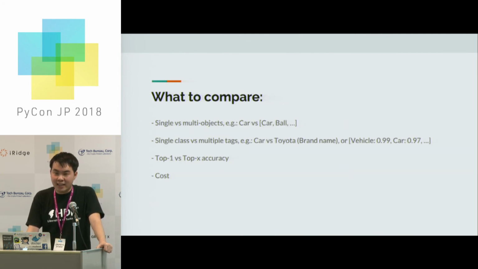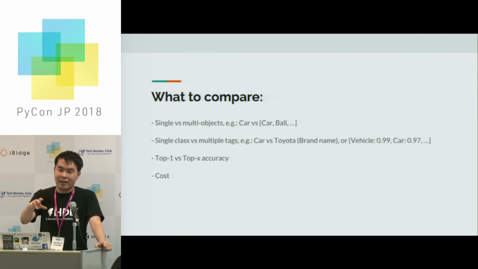Because each platform as a service has its strengths. Some of them are good at single versus multiple objects. For example, you want to detect a single object or multiple objects in an image, and you also probably want to know how much text you can get from an image, and you want to compare the top one or the top X accuracy, and of course the cost.